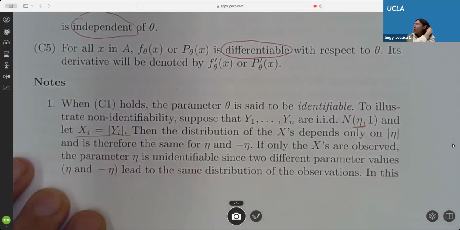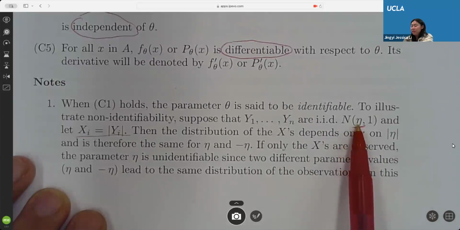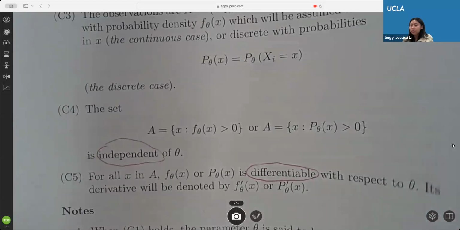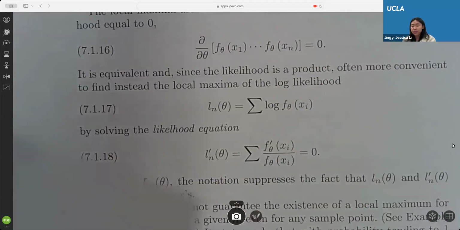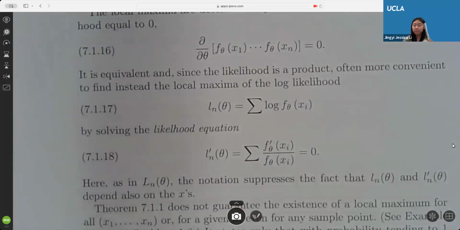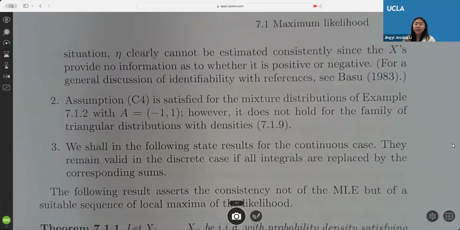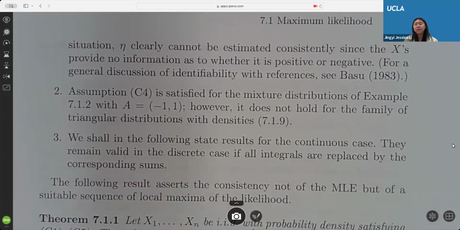This is the same thing as that MLE challenge with the incomplete data, right? When we don't observe the actual Poisson sample, but just zero or non-zero, we have some challenges with estimating Poisson lambda. Same thing here. If you're trying to estimate a Gaussian mean, but your sample is the absolute value, then you have a problem here. So incomplete data is always a problem. Okay, and in this situation, eta clearly cannot be estimated consistently since the x provides no information as to whether it is positive or negative. Yeah. Assumption C4.